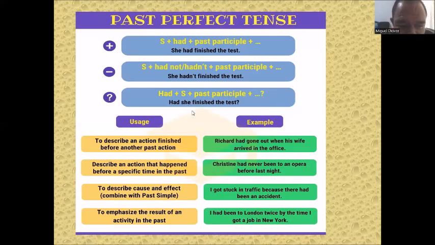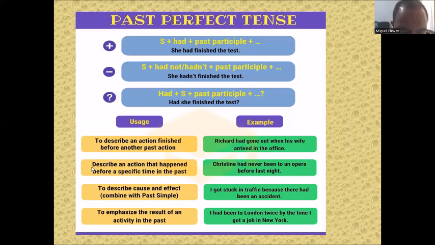Let's see then the uses for this past perfect tense. One of them is to describe an action finished before another past action. And here we have an example. Richard had gone out when his wife arrived in the office.